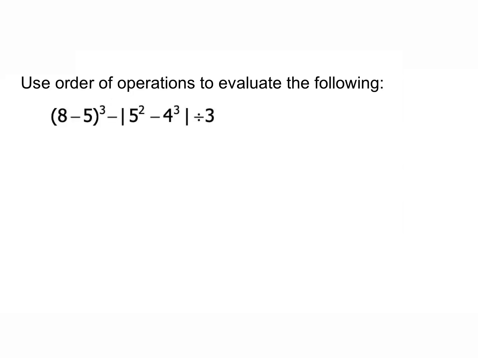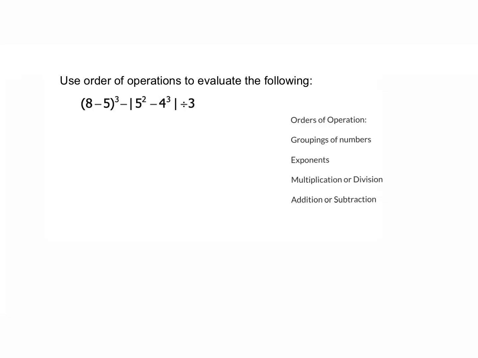Here we're going to use orders of operation to evaluate the following. So first, let's look at our orders of operation with groups. We have 2 sets of groups here. We have one here and then one here. This first one here is not so bad. 8 minus 5 is just 3.